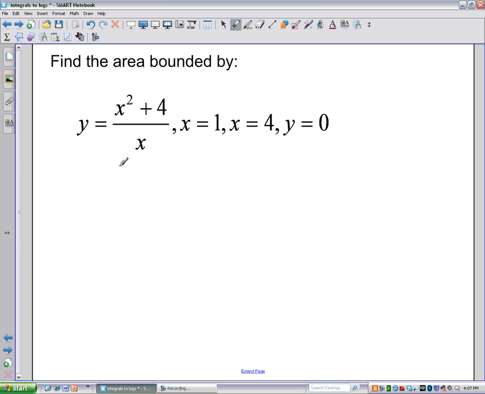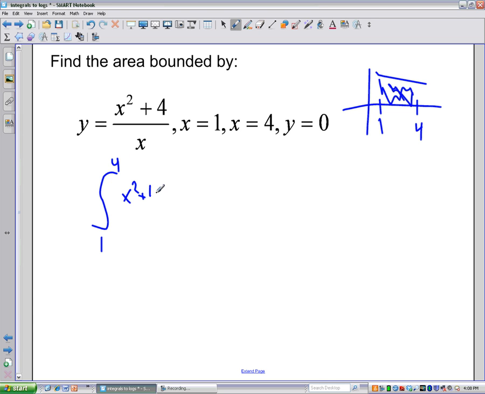Find the area bounded by (x squared plus 4) over x, x equals 1, x equals 4, y equals 0. So basically, we've got some sort of curve. We're wondering what's going on with that curve, and I don't have any real recollection of what it looks like. Maybe it's something like that. And there's 1, and there's 4, and there's y equals 0. So we're trying to find the area, like about there. Finding the area under the curve sounds like a definite integral to me: the definite integral between 1 and 4 of (x squared plus 4) over x dx. Y equals 0 just means we're talking about above the x-axis.